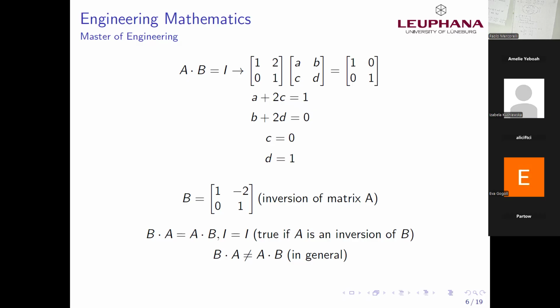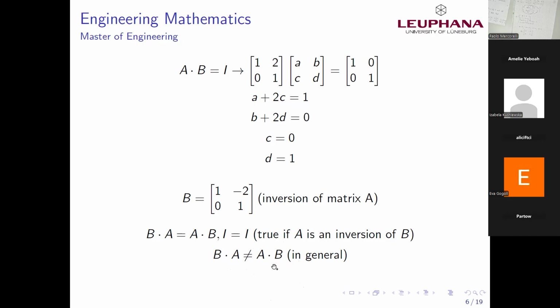But we can also demonstrate that in case one of both matrices is the inverse of the other one, we have B multiply A equal A multiply B, because in this case it's the identity matrix. B multiply A equals A multiply B works just if we are in the presence of the inversion of matrix. In general, it is not valid. In general, B multiply A is not equal A multiply B.